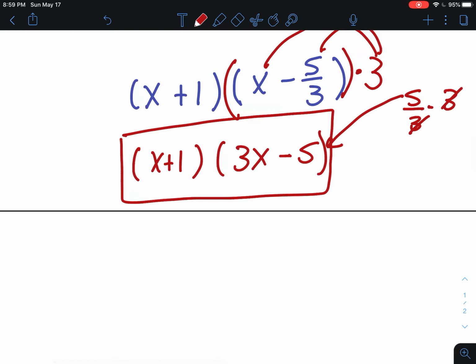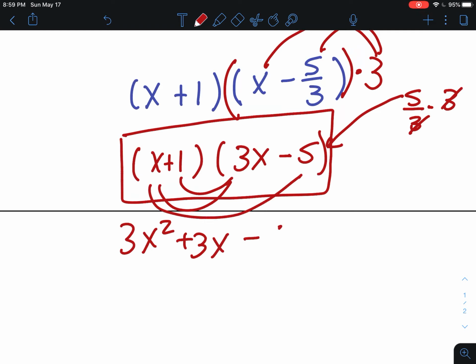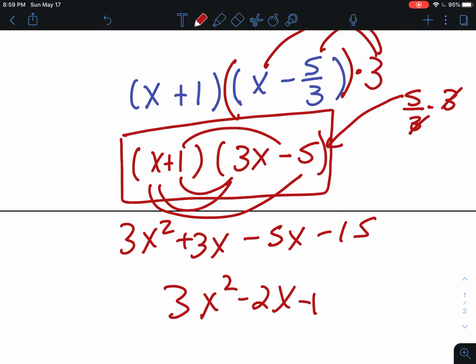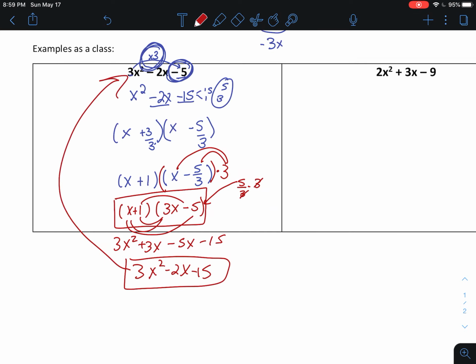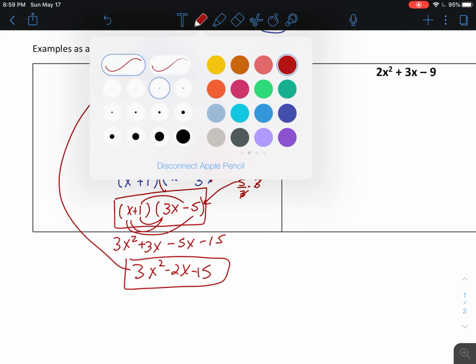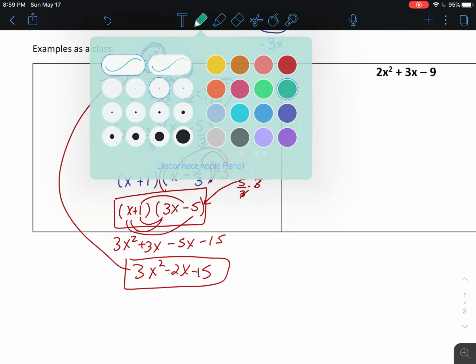We can always double check by foiling out, so that's 3x squared plus 3x minus 5x minus 15. So that gives us 3x squared minus 2x minus 15, which I believe was our original equation. Okay. So let's work through that method one more time so you can see it.